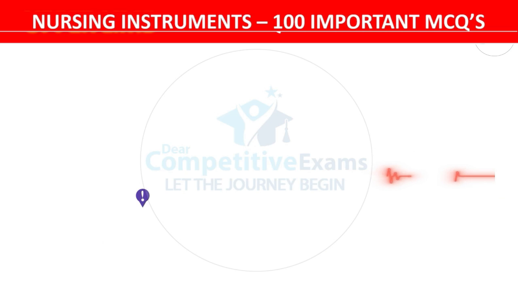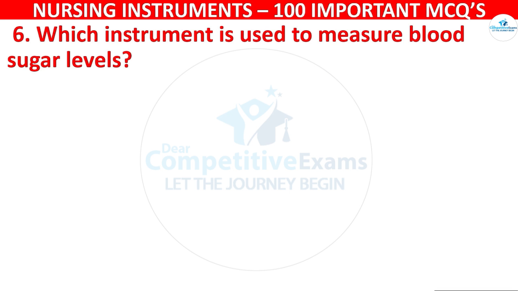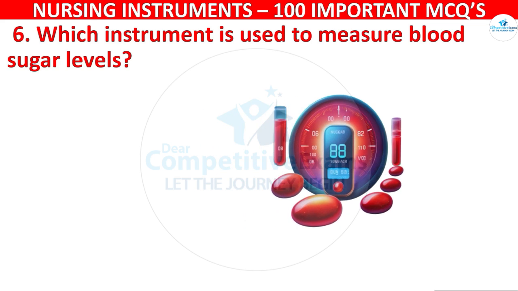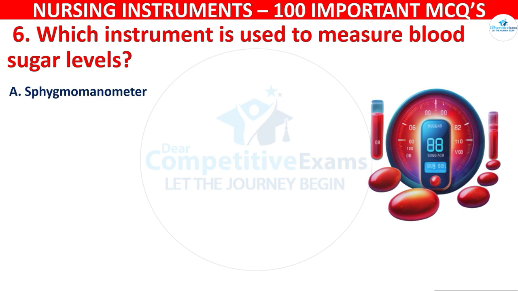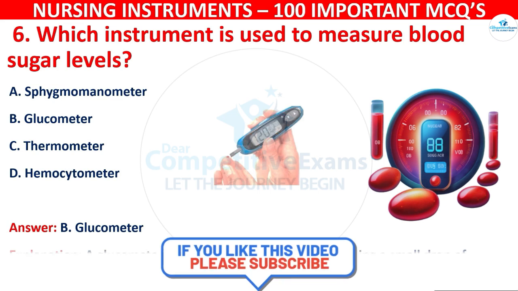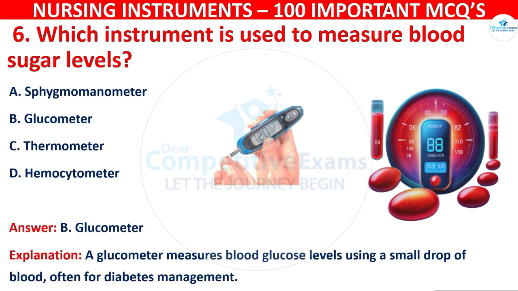Let's continue. Question number 6. Which instrument is used to measure blood sugar levels? Your options are sphygmomanometer, glucometer, thermometer, or hemocytometer. The correct answer is B, that is glucometer. A glucometer measures blood glucose levels using a small drop of blood, often for diabetes management.